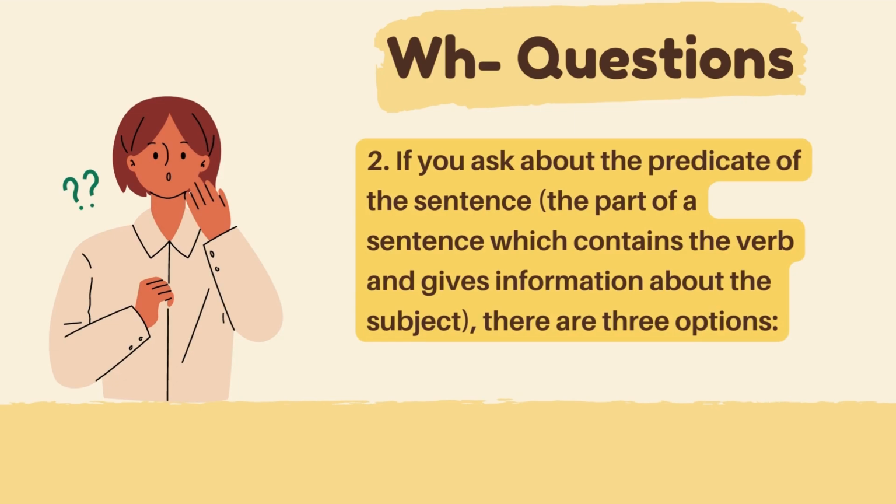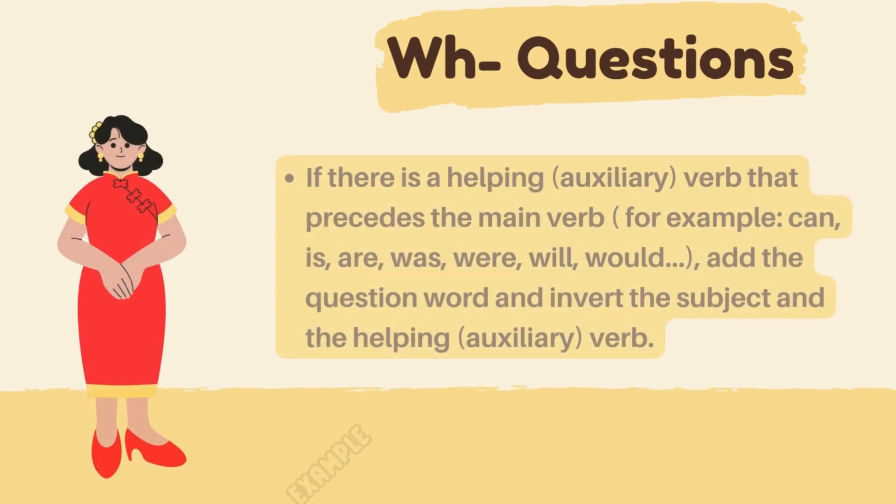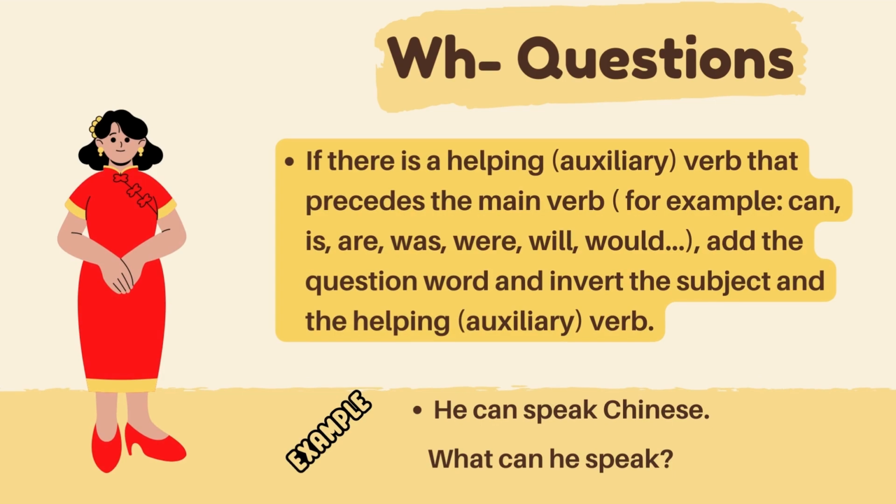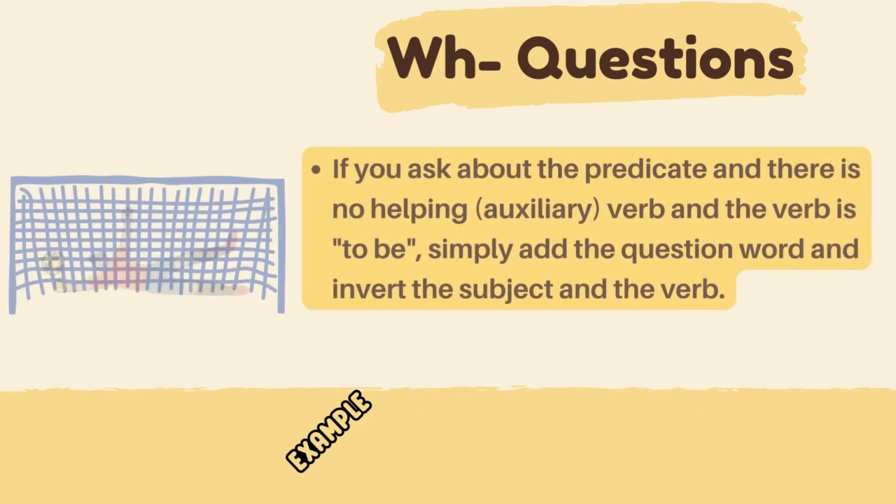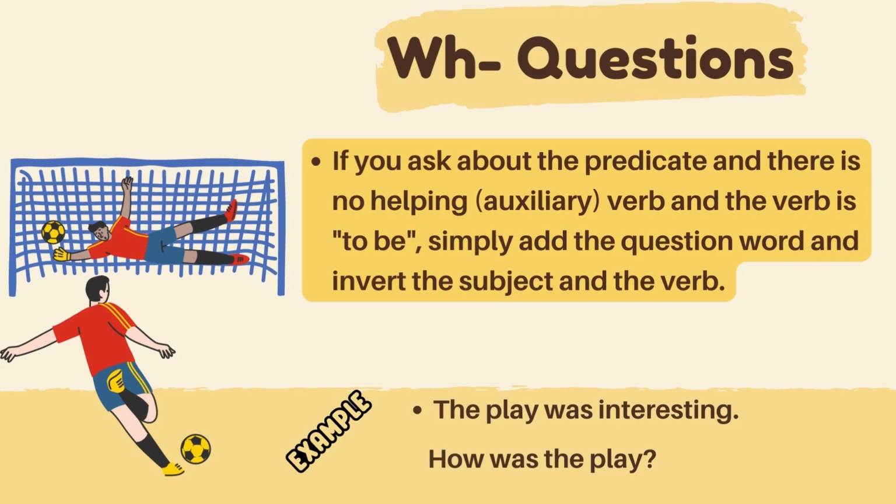If you ask about the predicate of the sentence, the part of a sentence which contains the verb and gives information about the subject, there are three options. If there is a helping, auxiliary verb that precedes the main verb, for example, can, is, are, was, were, will, would, add the question word and invert the subject and the helping, auxiliary verb. For example, he can speak Chinese. What can he speak?